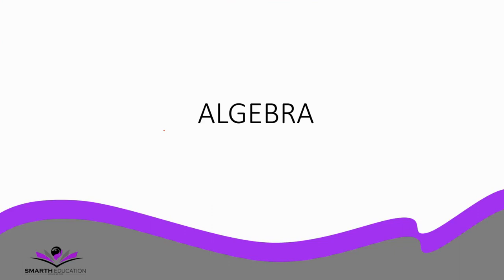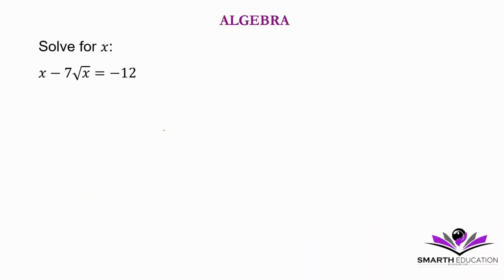Welcome back. Let's do question 114. Solve for x, and we're given a third equation. So what we need to do when you're solving a third equation like this, we need to isolate the third.